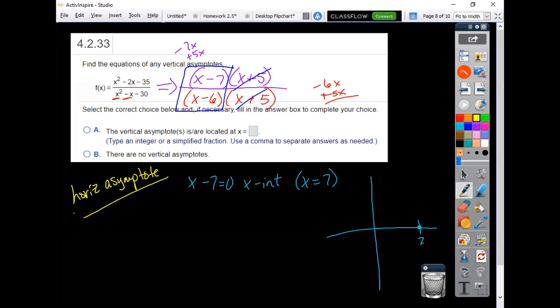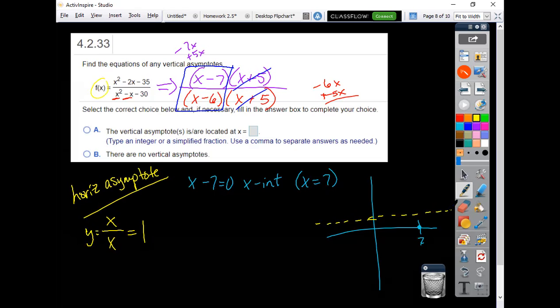For the horizontal asymptotes, that's where you look at the degree, the highest degree term on top, highest degree term on the bottom. So that's like a 1, and it's y equals 1. So if you go up to 1, we know we have a horizontal asymptote in here.